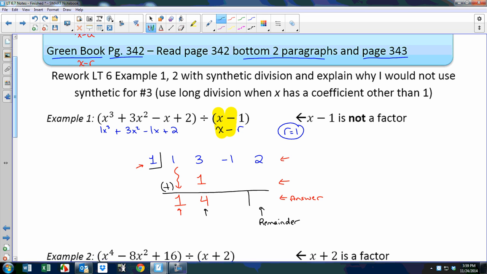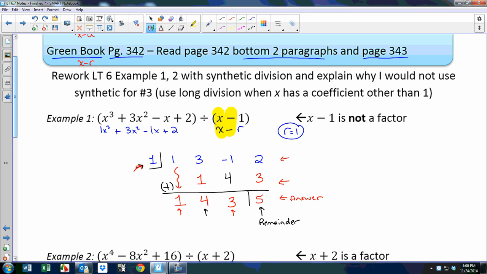Take your answer 4 and multiply it by your r value 1, 4, and add your coefficients, negative 1 plus 4, you'll get 3. One last time, take your answer 3 and multiply it times the r value 1, so 3 times 1, 3, put it under your next coefficient and add. And synthetic division is done. Your answer is there, you just have to interpret the answer.